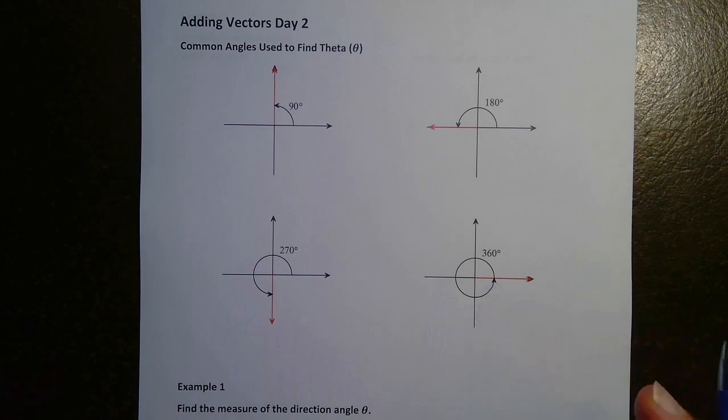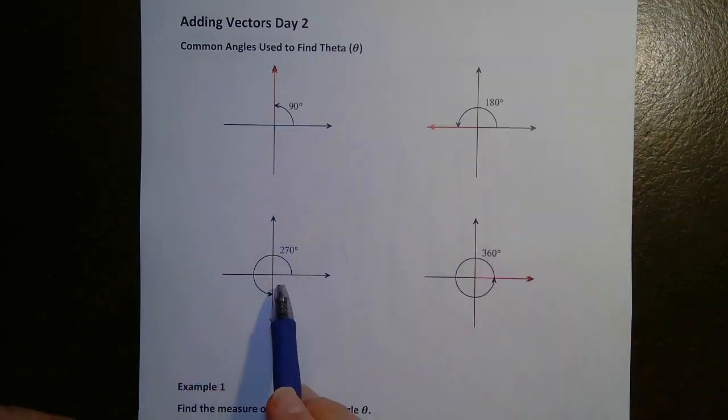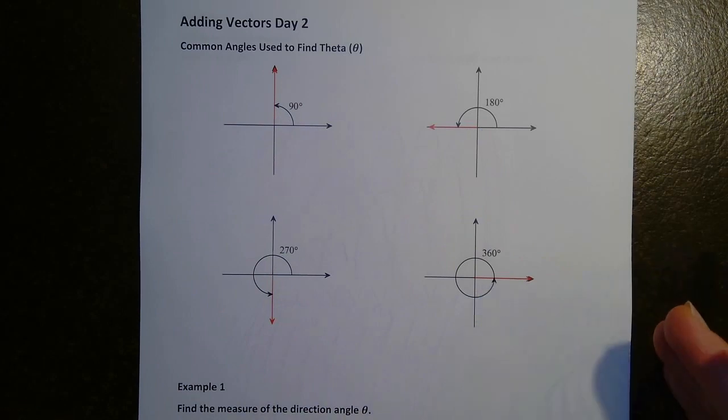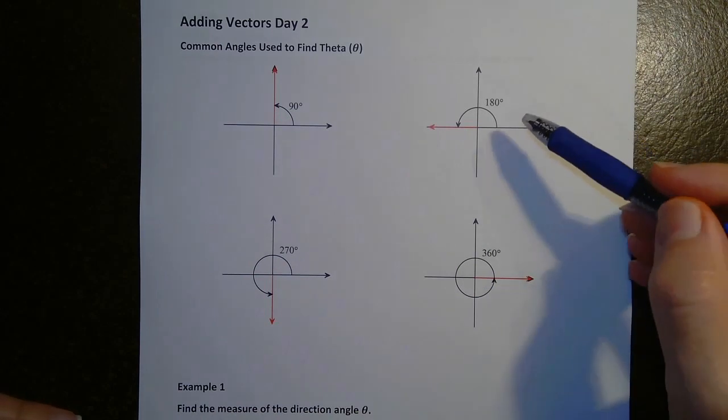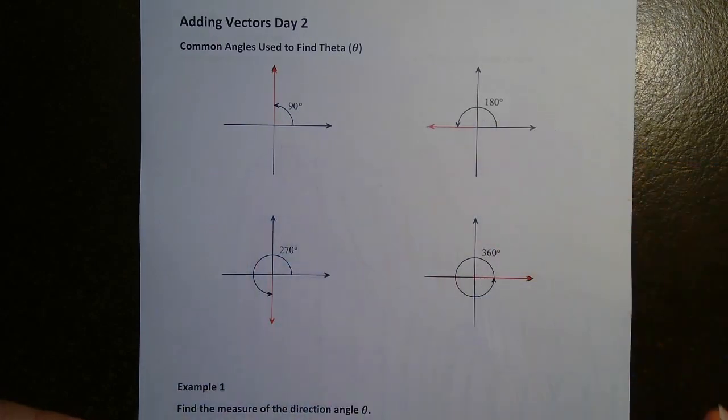Okay, and so we're going to either add or subtract from 90, add or subtract from 180, add or subtract from 270, add or subtract from 360. And a lot of times when we do the reference angle, all right, we're going to use 180 degrees, 90 degrees, and 360 degrees. Okay.